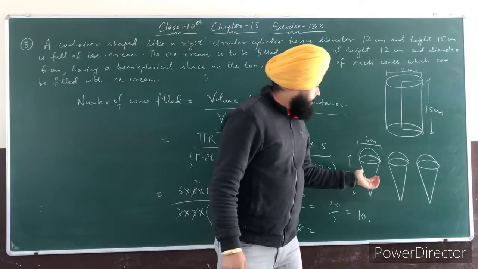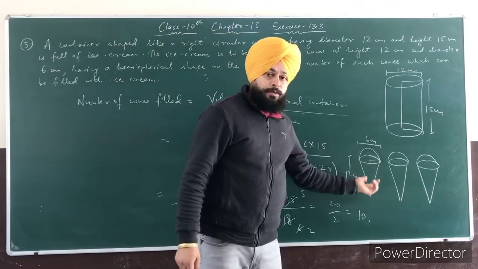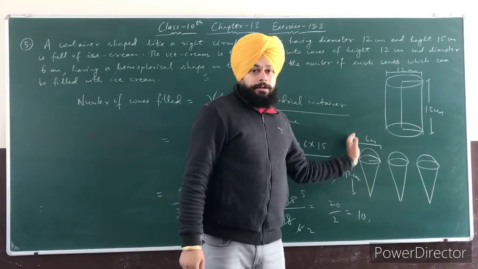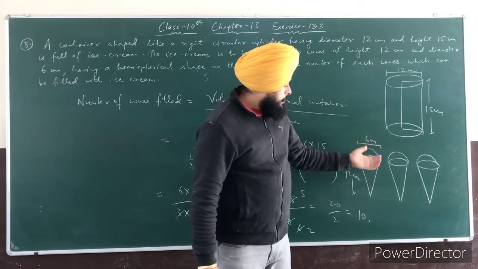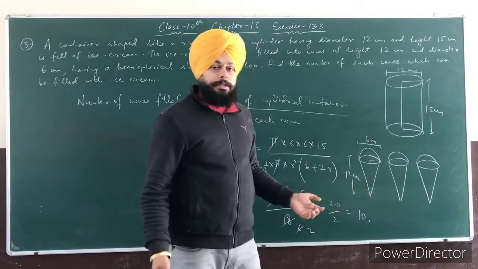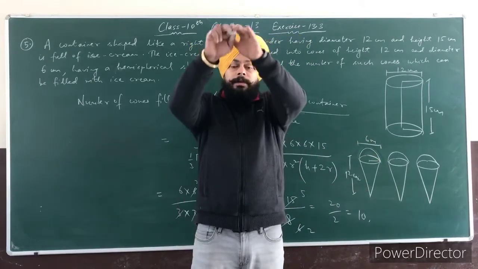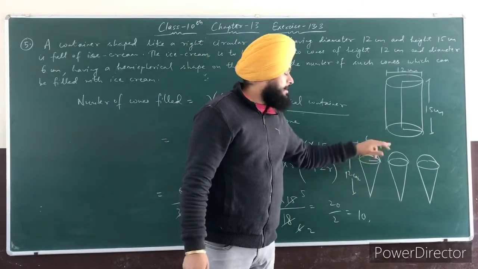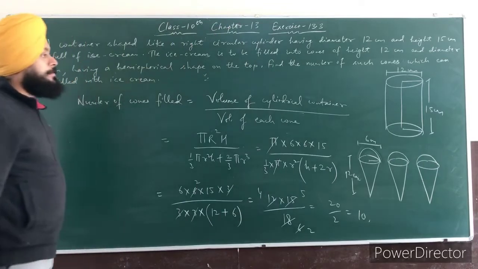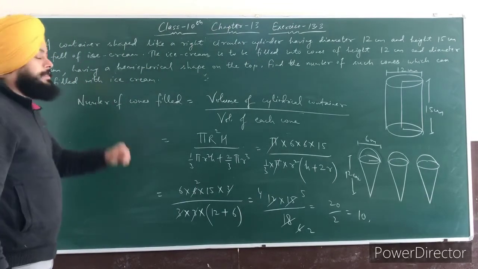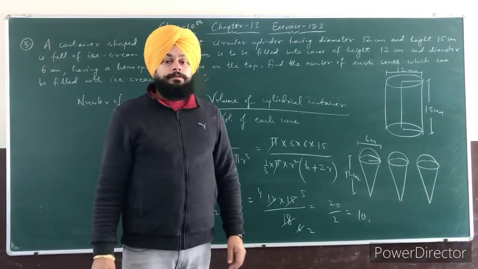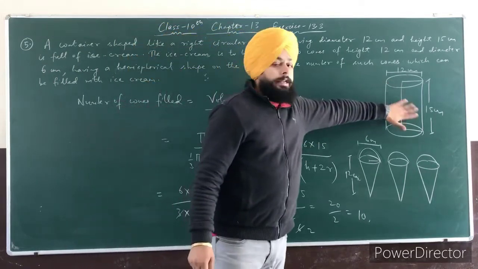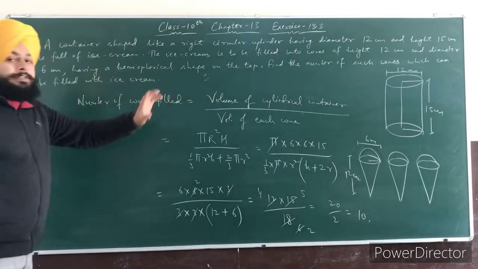So you can see here ice cream is filled into this cone, alright, having a hemispherical raised top in this cone. ठीक है, नीचे conical shape है और जो ऊपर की है hemisphere. ठीक है, and the height of this cone is 12 and the diameter is 6. So we have to find the number of such cones which can be filled with this ice cream. So we have to find how many cones will be filled from this container, which is full of ice cream.